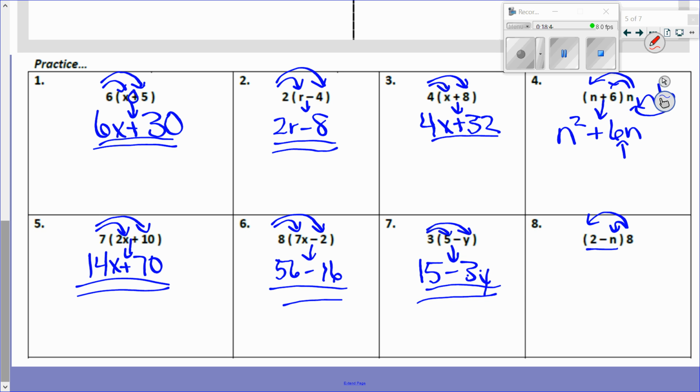I follow the order from the inside. 8 times 2 is 16. Sign comes down. 8 times n is 8n.